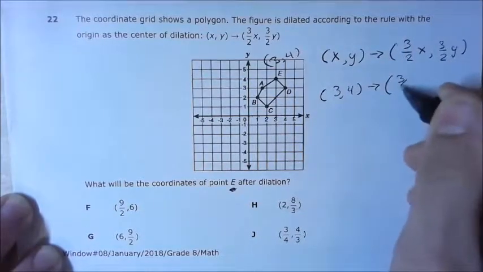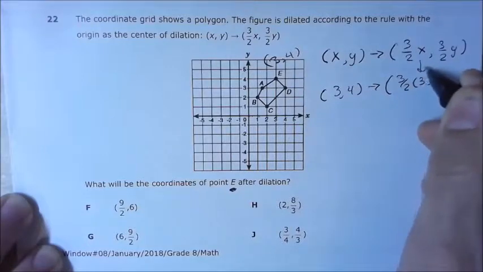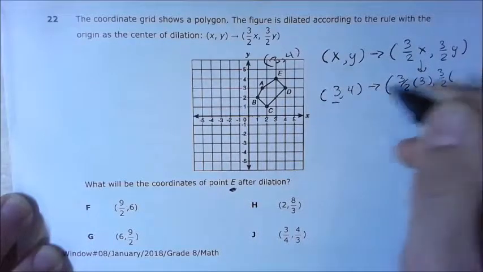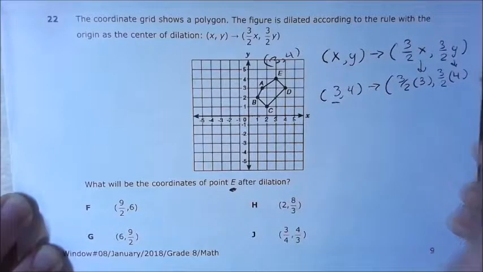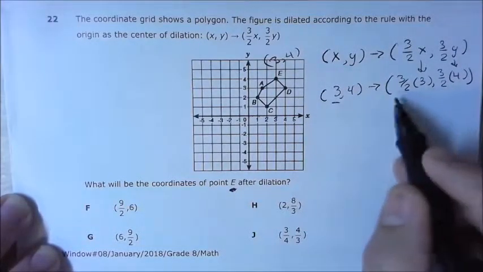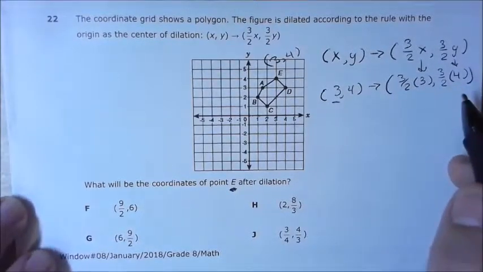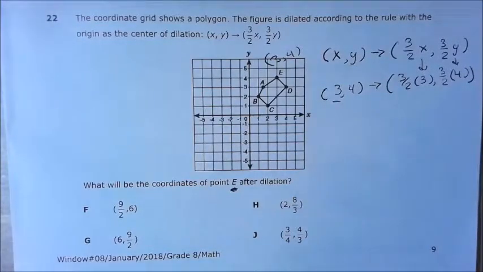So I'm going to have 3 over 2 times my x value of 3. That's my x value from right here. And then I'm going to have 3 over 2 times my y value of 4. And there's my y. And now we just got to work this out. So if you're having trouble multiplying fractions in your mind, you're welcome to use the calculator. And I can do an example real quick with the calculator. And we're going to go ahead and plug these numbers in and see what we come up with.